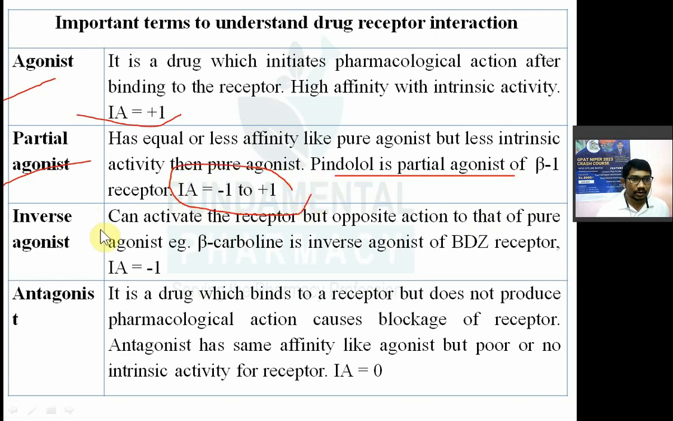Now, inverse agonist is again a drug which will combine with the receptor, but it will produce opposite action to that of the pure agonist.